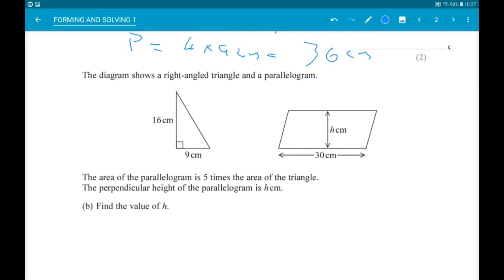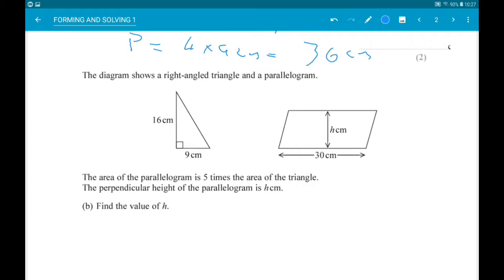Okay, then part B. Bit trickier. So, the diagram shows a right angled triangle and a parallelogram. We are told the area of the parallelogram is 5 times the area of the triangle. The perpendicular height of the parallelogram is h centimeters. Find the value of h.